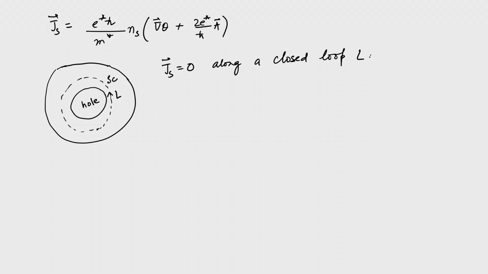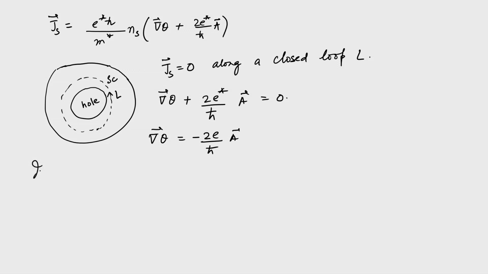So, since we have taken a closed loop, the net superconducting current density along the closed loop would be equal to 0, which means the coefficient cannot be equal to 0. So, the term on the right inside the bracket should be equal to 0, which says that delta theta plus 2E star over H cross A has to be equal to 0, which says that delta theta has to be minus 2E by H cross A. So, this is the variation of the phase and its relationship to the magnetic vector potential.